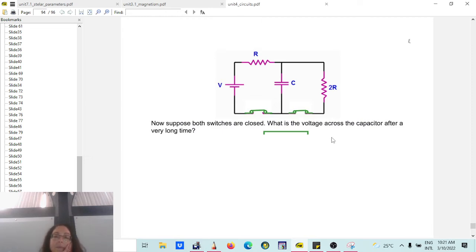Okay, so here, what's going to happen after a long time, you can replace your capacitor by an open switch. So what's going to be the equivalent resistance? 3R, right? Because here it's open. So you go from here, and keep going. So it will be 3R.